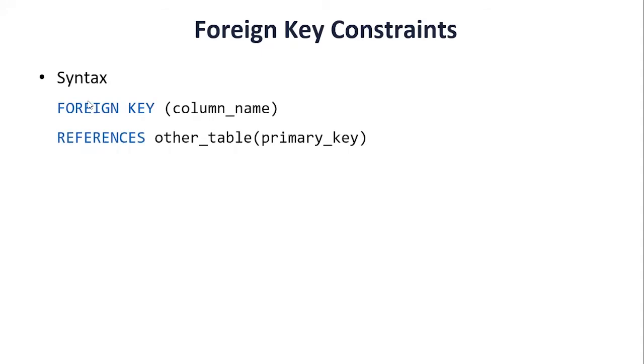So this is how we can impose these foreign key constraints. We have a keyword for that, foreign key, and within brackets we provide the column name, followed by the keyword references and the name of the other table, and again within brackets the primary key column of that foreign table.